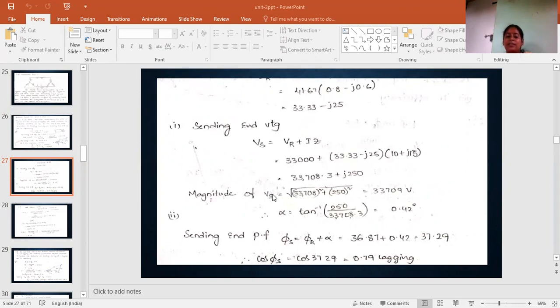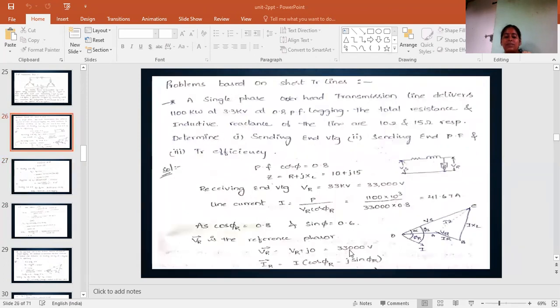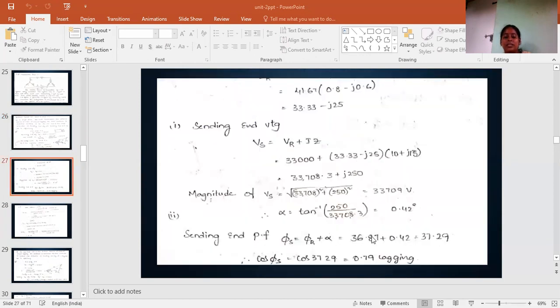The magnitude of the Vs value is the square root of real part square plus imaginary part square, so we can get the value of Vs. And for the angle alpha of Vs with respect to VR, alpha is the tan inverse of imaginary term by real term. And for the sending end power factor, from the phasor diagram, phi s equal to phi r plus alpha. We can substitute here and get the value of phi s, then take the cos of the angle. We find out the power factor of the sending end side.